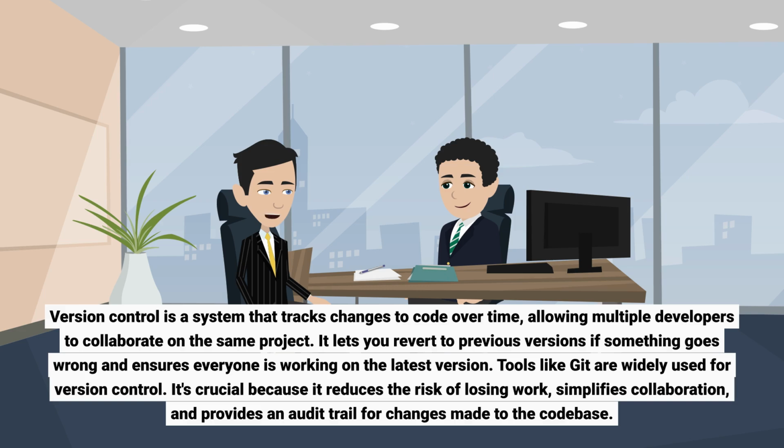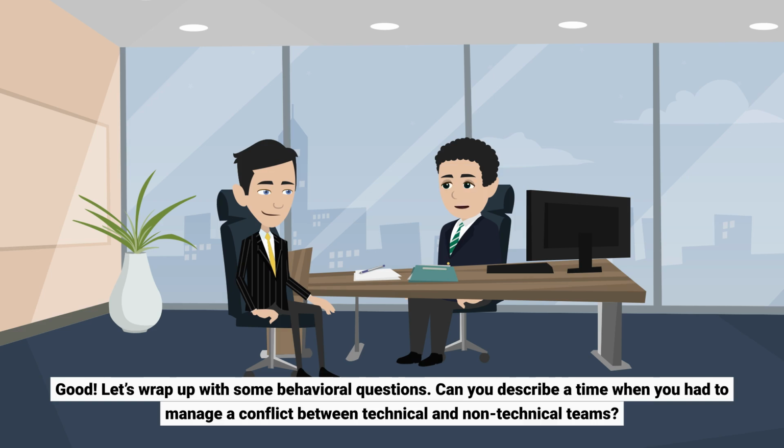Version control is a system that tracks changes to code over time, allowing multiple developers to collaborate on the same project. It lets you revert to previous versions if something goes wrong and ensures everyone is working on the latest version. Tools like Git are widely used for version control. It's crucial because it reduces the risk of losing work, simplifies collaboration, and provides an audit trail for changes made to the codebase. Good. Let's wrap up with some behavioral questions.